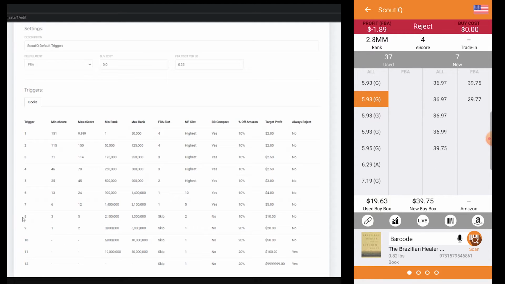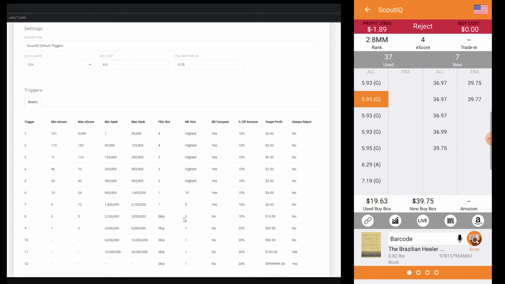So E-score of 4. So that's going to trigger trigger number 8 here, E-scores between 3 and 5. So this book is not even selling once a month. Remember, E-score is based off 180 days, so an E-score of 6 means it's selling about once a month. So E-score 4 is even less than that. So I looked at E-score, did trigger number 8, skipped over rank because E-score exists.